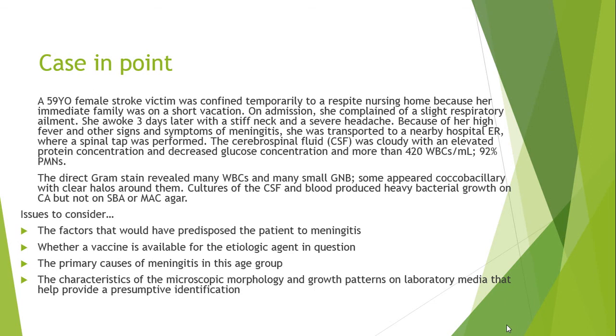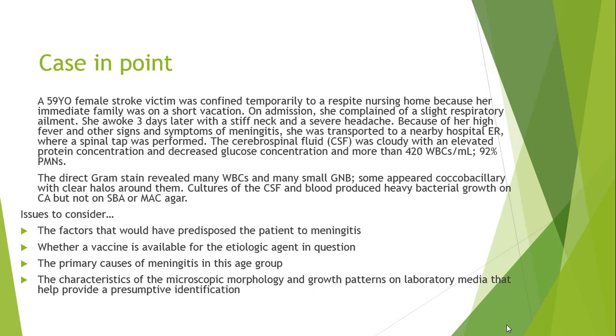Okay, so predisposition to meningitis. She's not up and moving around. She's in a nursing home, which is crowded, right? Sick people. A respiratory infection that might produce a capsule can get in her bloodstream and cross the blood-brain barrier, or even skip the blood and just travel to the spinal fluid through the respiratory tract. Is a vaccine available for this organism?